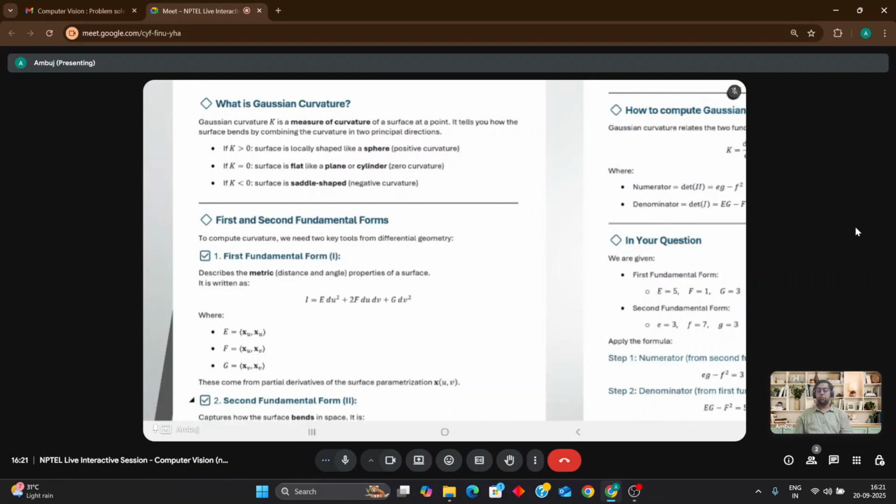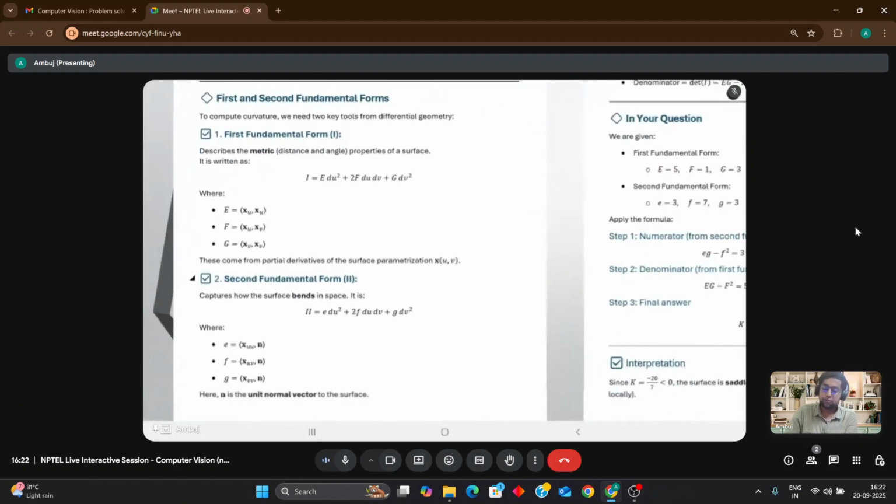Now, the first and second fundamental forms compute the curvature. We need two key tools from differential geometry. The first one is the first fundamental form. It describes the metric, the distance and angle properties of the surface. It is written as capital I equals E du square plus 2F du dv plus G dv square, where E is xu dot xu, F is xu comma xv, and G is xv comma xv. These come as the partial derivatives from the surface parameterization, which is given as a function of x(u, v).